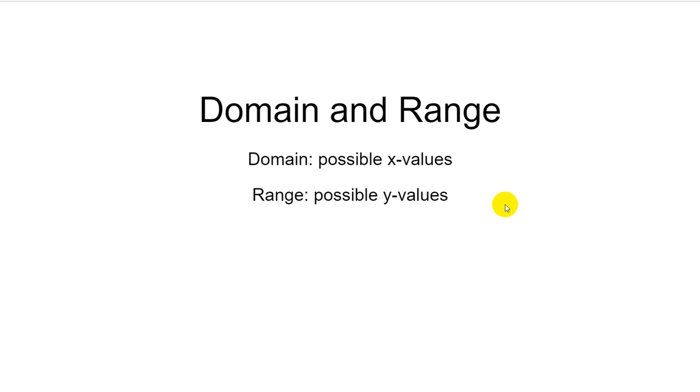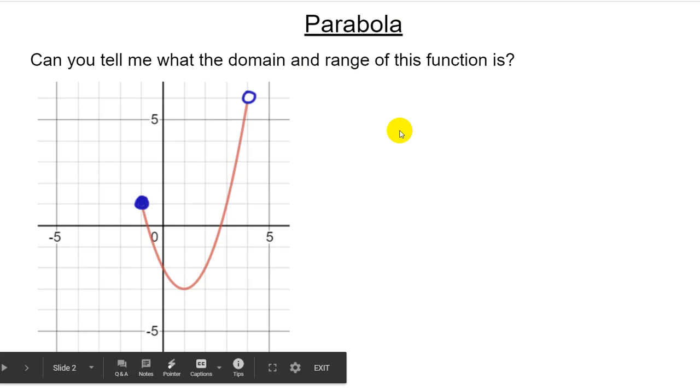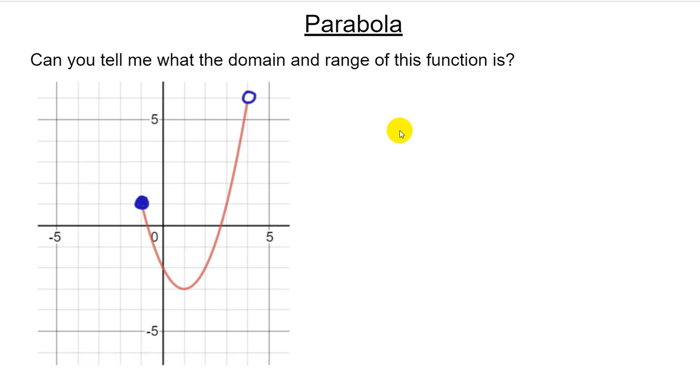Okay, let's try to look at an example. Let's say we have this parabola here. This is the shape of a parabola, and I want you to tell me what the domain and range of this function is. First, let's look at which x values exist. Just follow the cursor. The graph starts at -1 for the x's and goes all the way until 4.